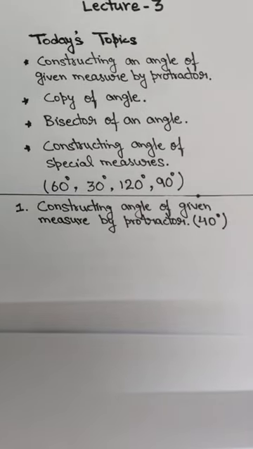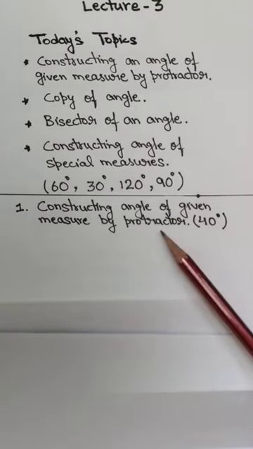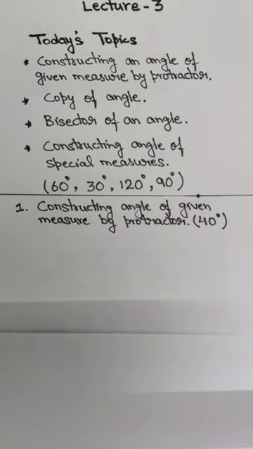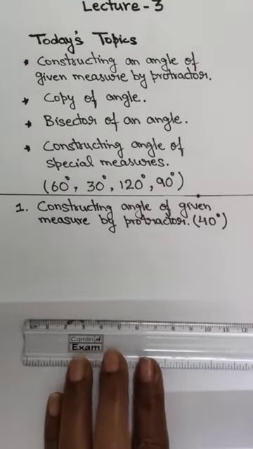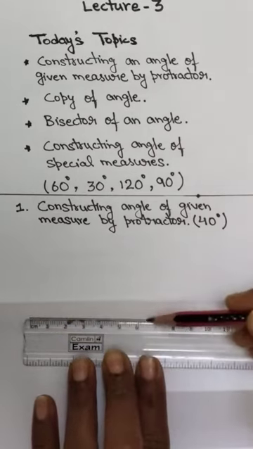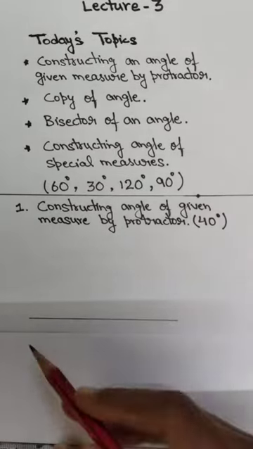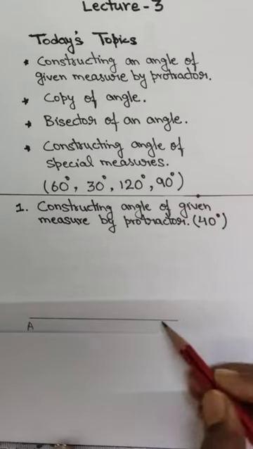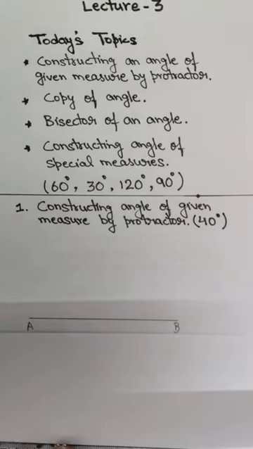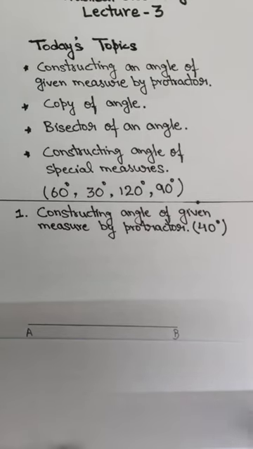Let's start with our first topic, constructing an angle of given measure by protractor. Say it be 40 degree. Suppose we have to make an angle of 40 degree with the help of a protractor. How will we draw it? Draw a line AB. This is a line AB. Place the center of the protractor at A and zero edge along AB.